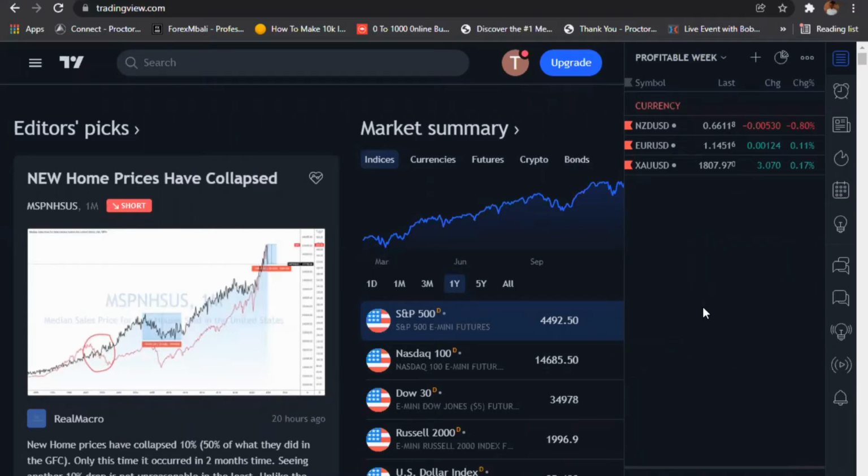Today we have the Sunday market breakdown, and we have three pairs for you, which is the NZD USD, Euro USD, and gold, which is the last pair.